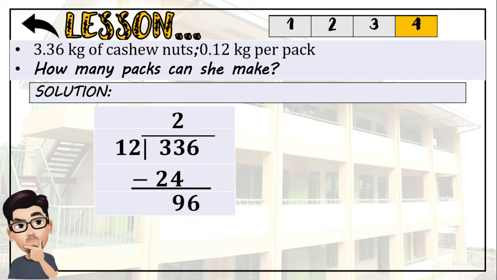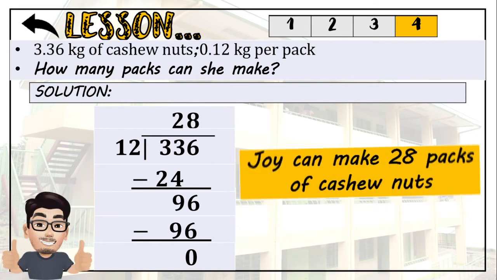96 divided by 12, that will be 28. And 8 times 12, that will be 96. Then 96 minus 96 is 0. We don't have another digit to bring down, so our final answer is 28. Ibig sabihin, Joy can make 28 packs of cashew nuts from her 3 and 3600 kilograms of cashew nuts.